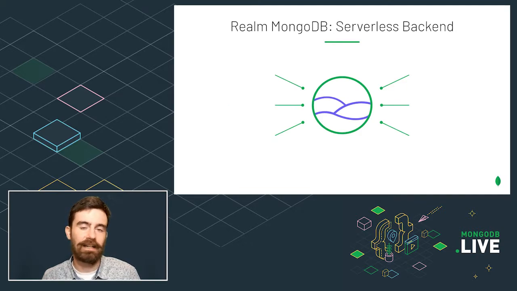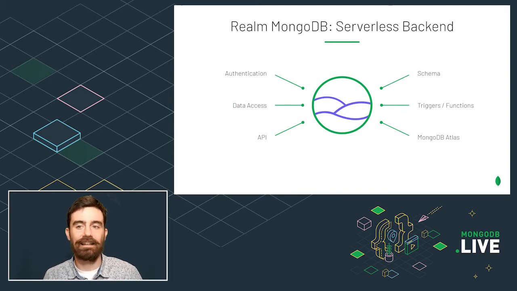So why did I pick Realm? Realm is a serverless backend, which means it's taking over all that Node.js and Express code I would have written and kind of simplifies a lot of it. So most of our code's on the front end. It's handling authentication of our users, data access restrictions, API query. It creates an API for us, schema validation, triggers and functions, and it's connecting us to MongoDB Atlas.